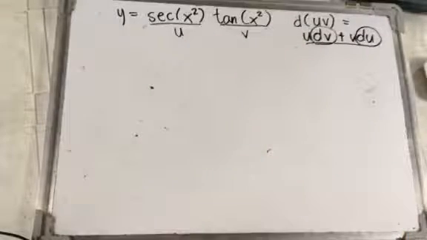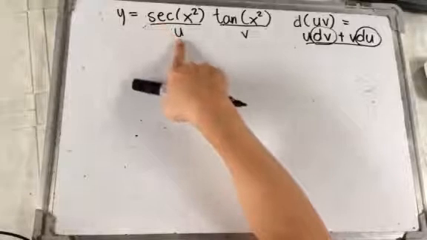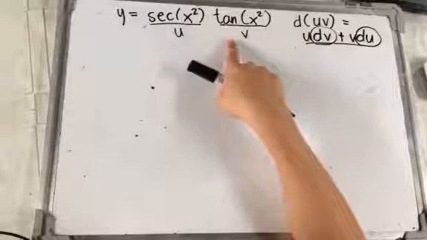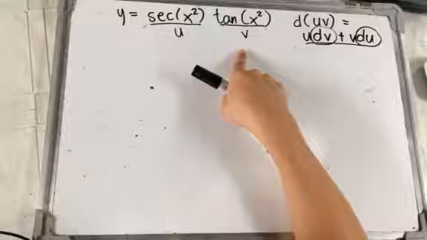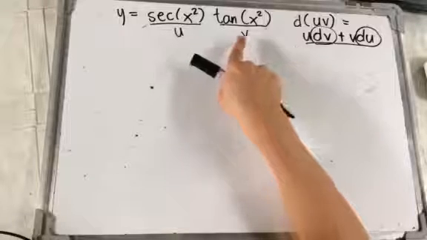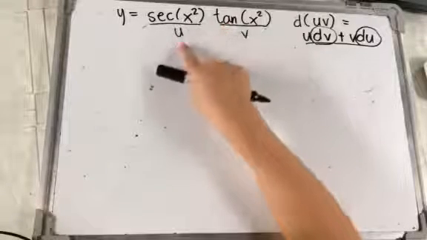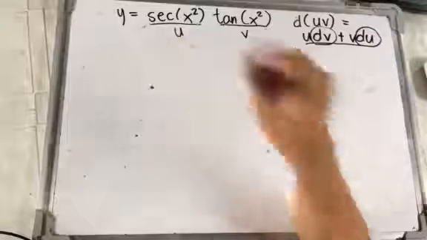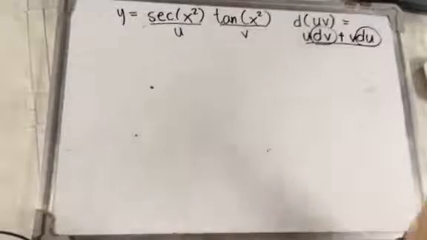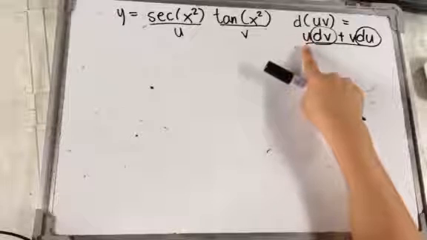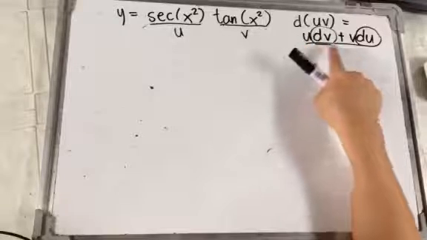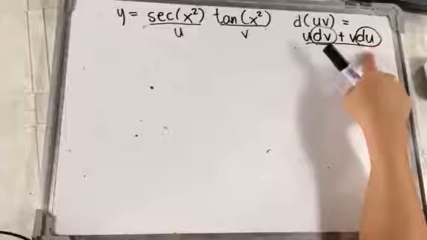When we say u and v, those are the functions being multiplied. So let us denote secant x squared as the value of u and tangent x squared as the value of v. But take note, you can interchange the values of u and v. You may use v as secant and then tangent as the value of u. So let us derive. Following the formula of the product rule, that is equal to u times the derivative of v plus v times the derivative of u.